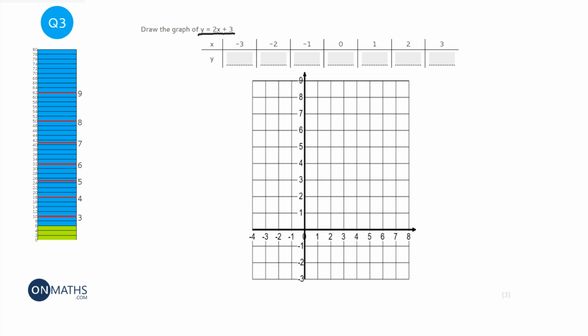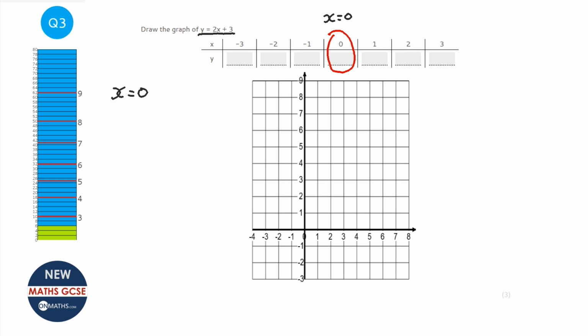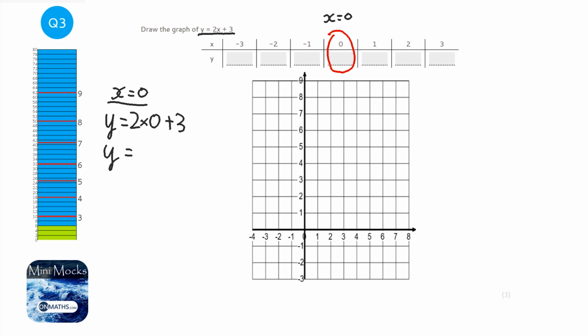The first number I'm going to start with is 0, and this, what I'm circling now, is going to be a coordinate to plot on our graph. So the top number, the 0, is the x, so this is when x equals 0. And what I'm going to do is feed that into my equation. So when x equals 0, well, y equals 2 times x, so 2 times 0 plus 3. 2 times 0 is just 0, so y equals 3. Now you don't need to do this working out for every single number, but I'm just doing it to show you how I'm getting to the y.